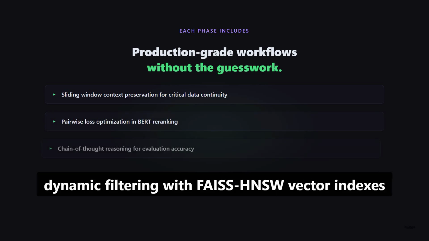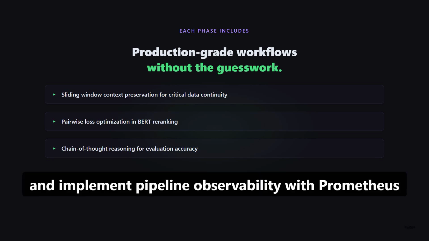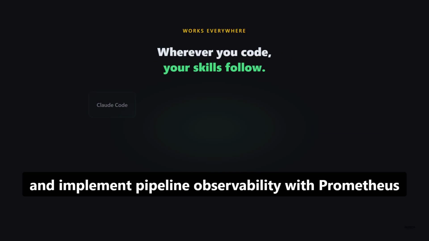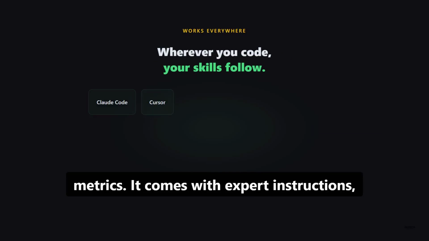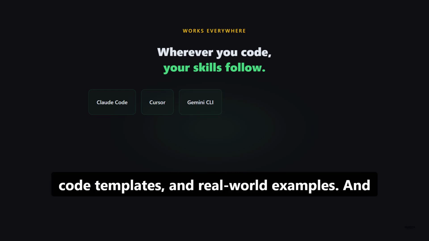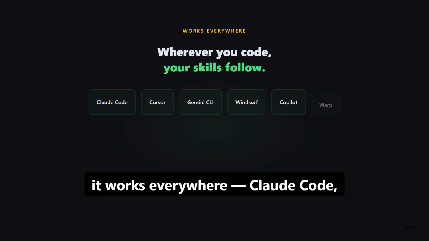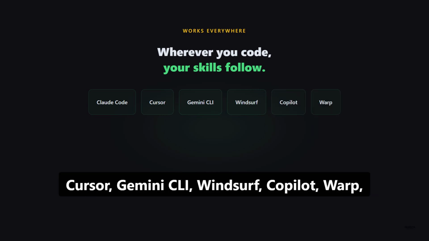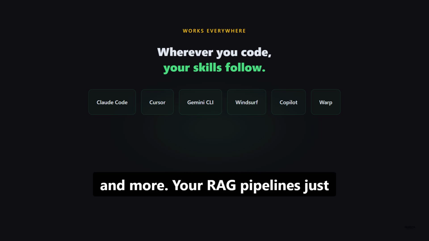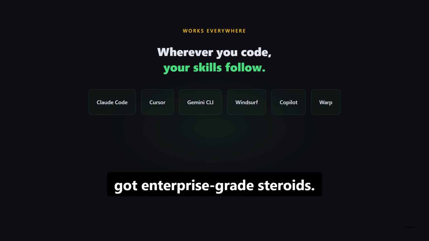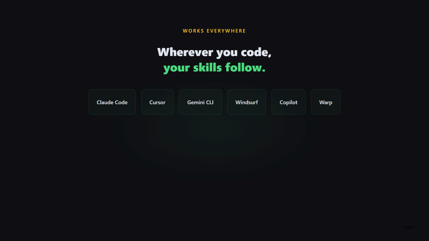You'll master dynamic filtering with FAISS's HNSW vector indexes and implement pipeline observability with Prometheus metrics. It comes with expert instructions, code templates, and real-world examples, and it works everywhere: Claude Code, Cursor, Gemini CLI, Windsurf, Copilot, Warp, and more. Your RAG pipelines just got enterprise-grade steroids.